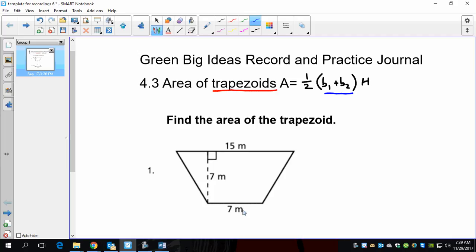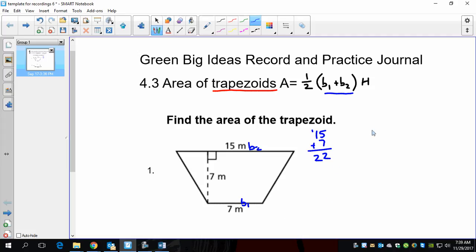So B1 and B2, call 7 B1, call 15 our B2. First thing we have to do is add those together. So we have to do 15 plus 7. And when you're dealing with trapezoids, you got to make sure you do that first because of our order of operations. So we get 22.